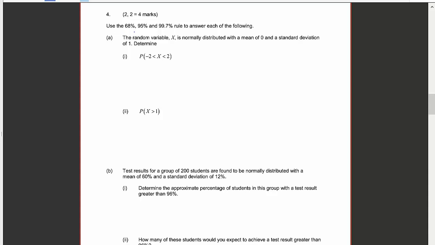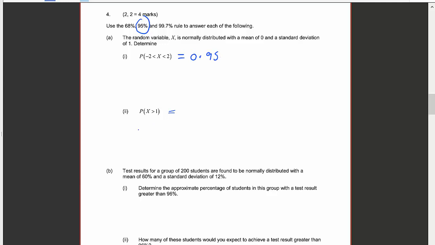Use the 68%, 95%, 99.7% rule to answer each of the following. The random variable x is normally distributed with a mean of 0 and a standard deviation of 1. Determine the probability that x is between -2 and 2. So that's just within 2 standard deviations of the mean. So that's quite simply just the 95%, so 0.95.